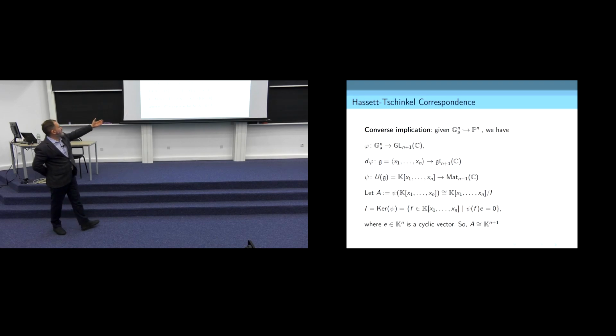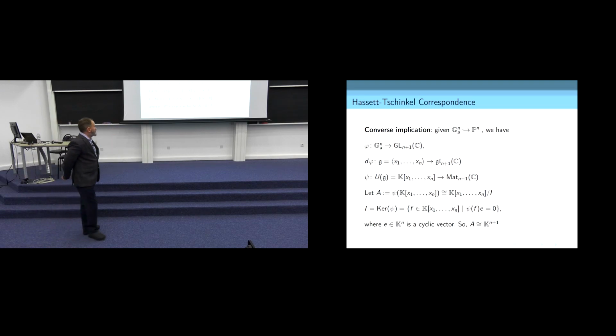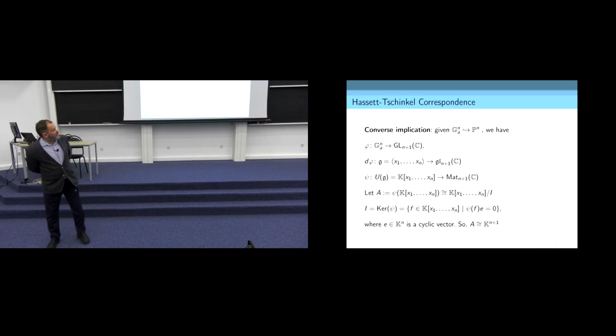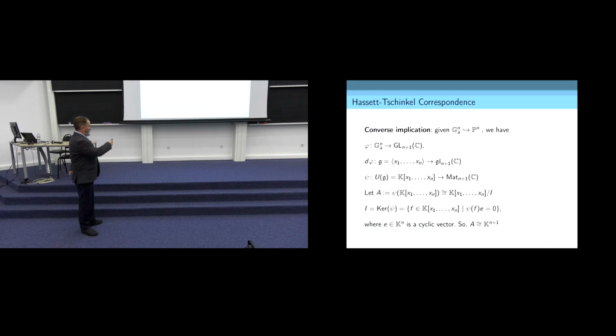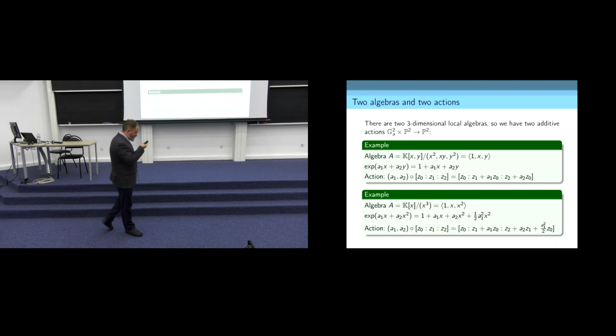So we see that this is an annihilator of the cyclic vector, and so we may identify this algebra A just, I'm sorry, there should be K^{n+1}. This is my vector space, this is a misprint. So I just identify my algebra with an n+1 dimensional vector space. And this is the algebra I am looking for. And the action will be precisely the action by multiplication in this vector space. Okay, so this is how this Hasse-Schinkel correspondence works.